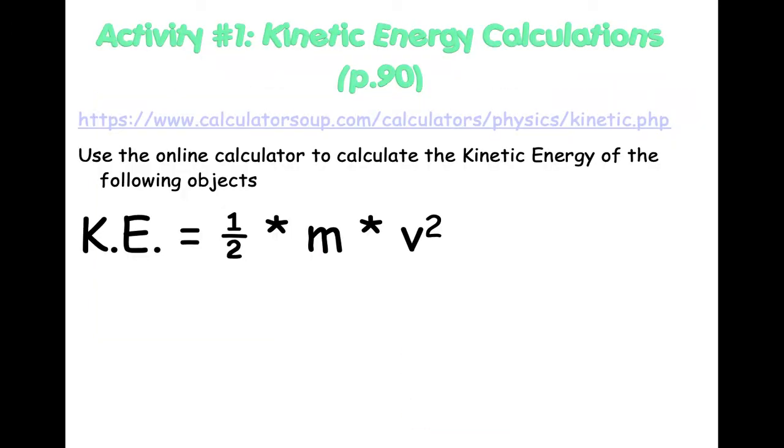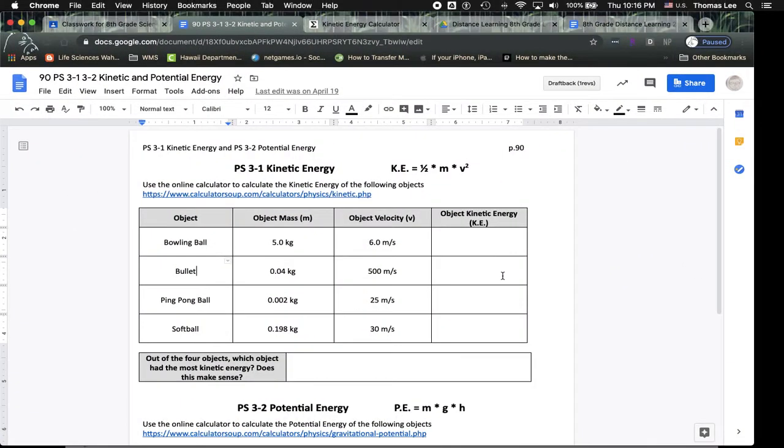On page 90, there's an activity to use a calculator, and you're going to calculate the different kinetic energy values for different objects. We have 4 objects here: a bowling ball, a bullet, a ping pong ball, and a softball. Let's try the bowling ball first.